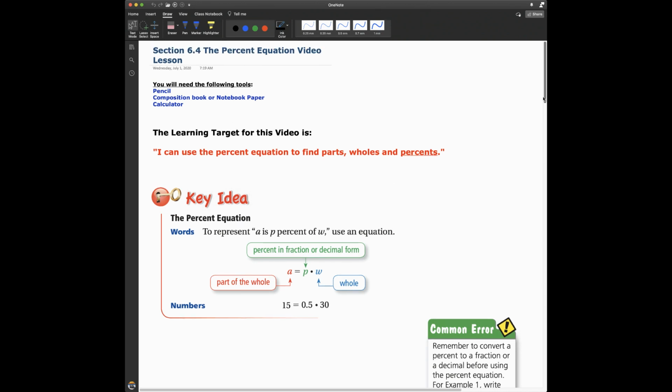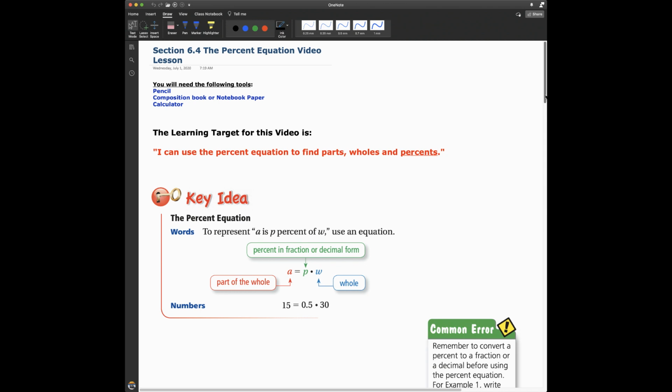Which one is better? Which one should you use? My personal favorite is the percent equation. You'll see that in sections 6.5 and 6.6, I will use that more than I will use the percent proportion. But I have had students in the past that would rather use the percent proportion equation. So it doesn't matter which one you use. We're showing both of them to you. They're both part of the Common Core standards.